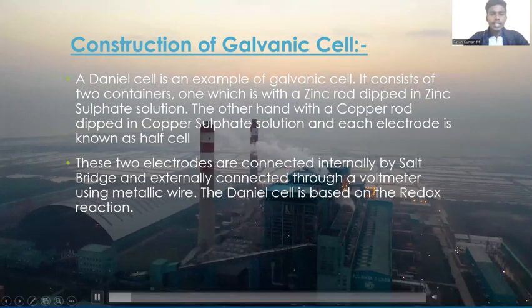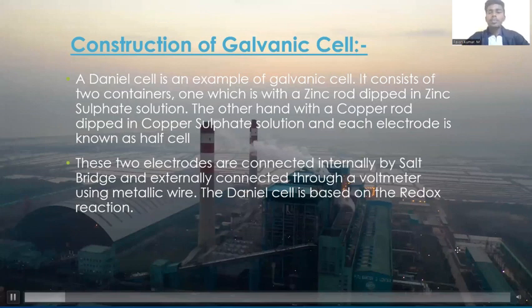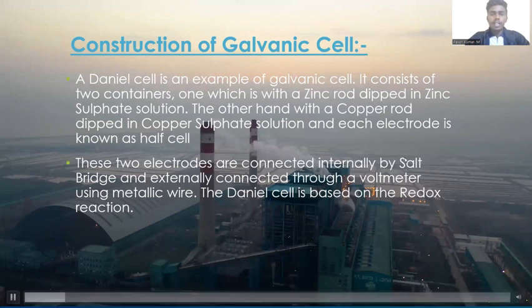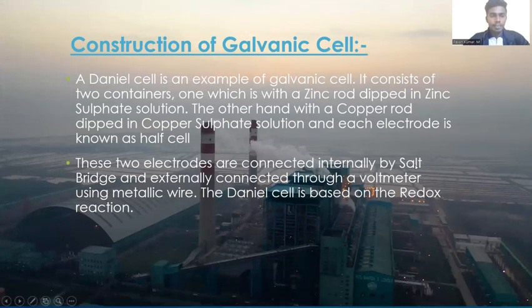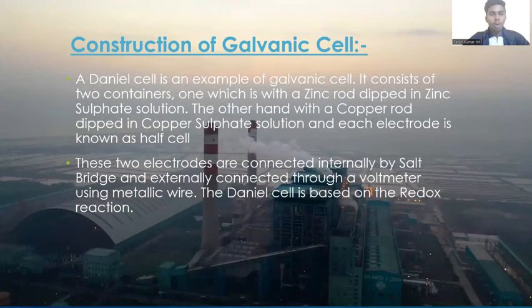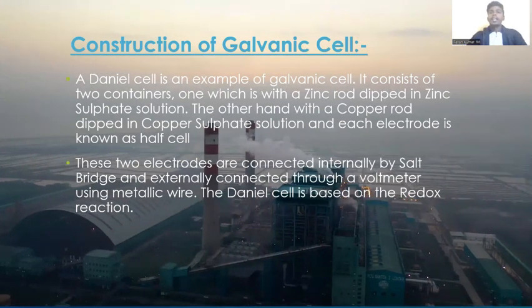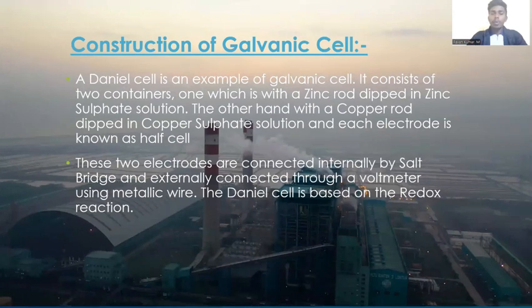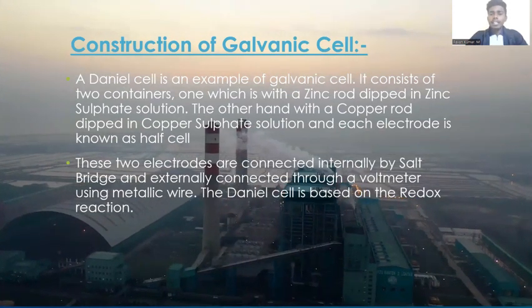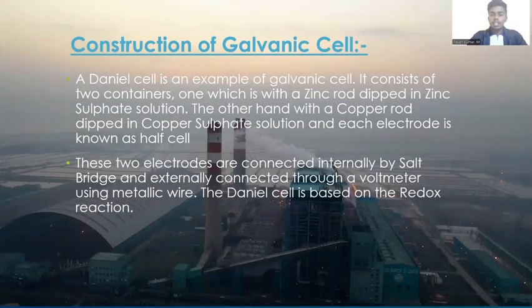It consists of two containers. One has a zinc rod dipped in a zinc sulfate solution, and the other has a copper rod dipped in a copper sulfate solution, and each electrode is known as a half cell. These two electrodes are connected internally by a salt bridge and externally connected through a voltmeter using metallic wire. A Daniell cell is based on the redox reaction.